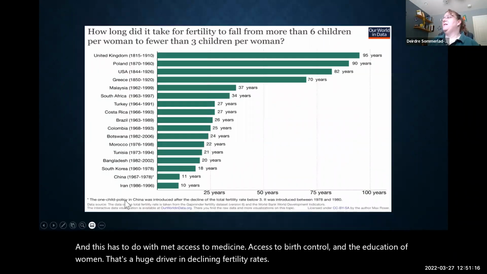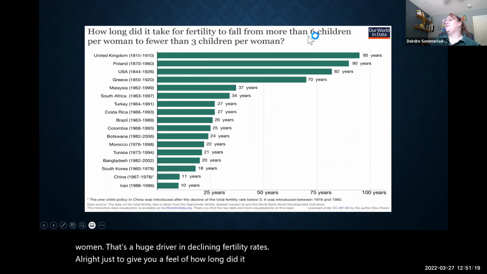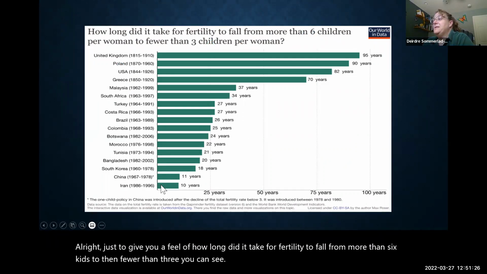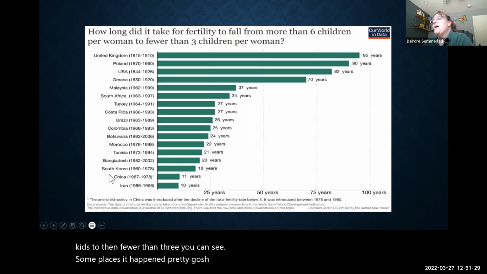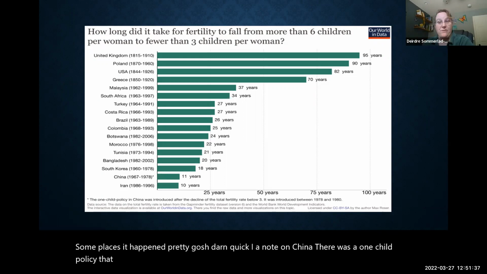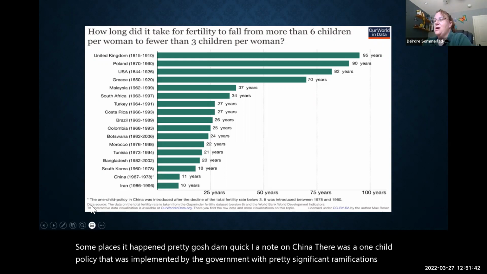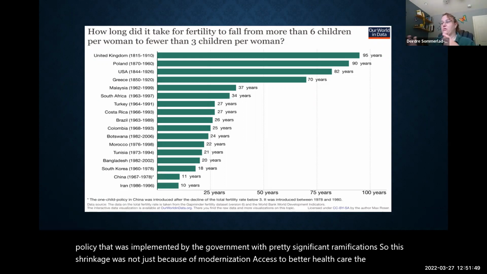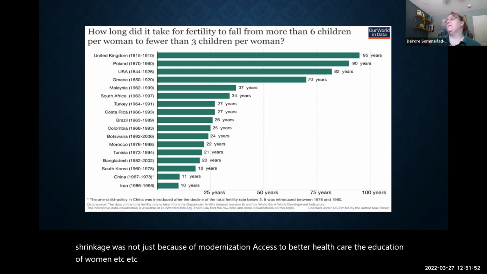All right, just to give you a feel of how long it took for fertility to fall from more than 6 kids to fewer than 3. You can see some places it happened pretty quick. A note on China, there was a one-child policy that was implemented by the government with pretty significant ramifications. So this shrinkage was not just because of modernization, access to better healthcare, the education of women, et cetera. This was an imposed policy.